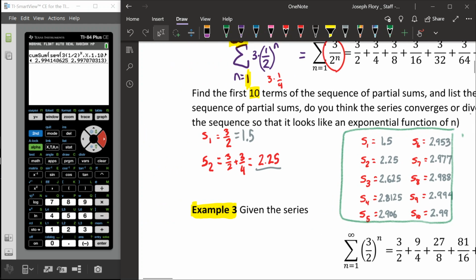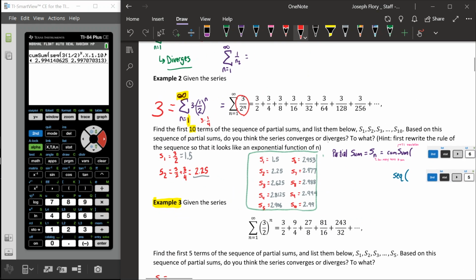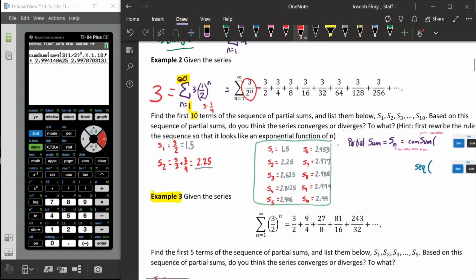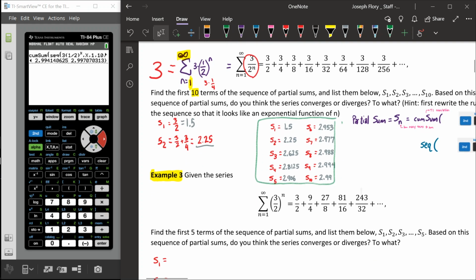So that's going to be our... well, that's really all they ask, is to look at the first 10 partial sums. All right, cool.